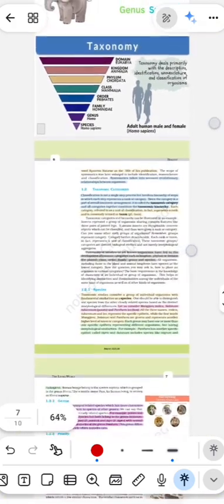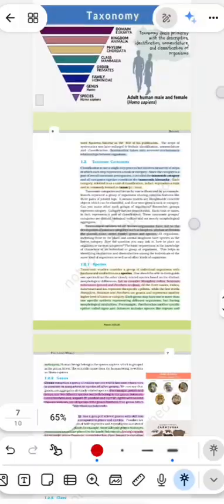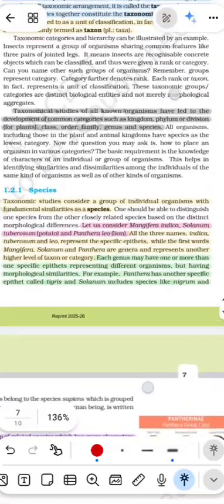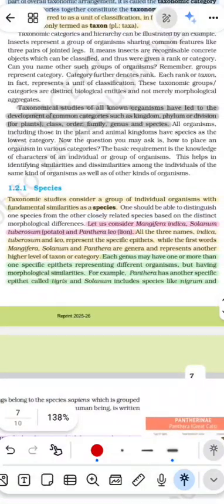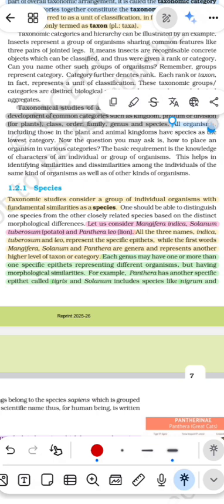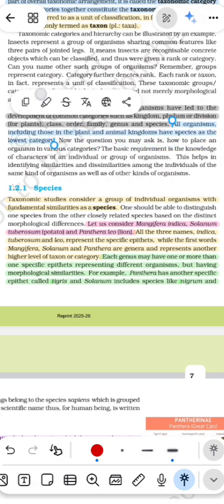Okay, in a single word I have explained all of the things here. All organisms, including those in plant and animal kingdoms, have species as the lowest category. So this is an important question to remember, that all organisms, including those in plant and animal kingdoms, have species as their lowest category.